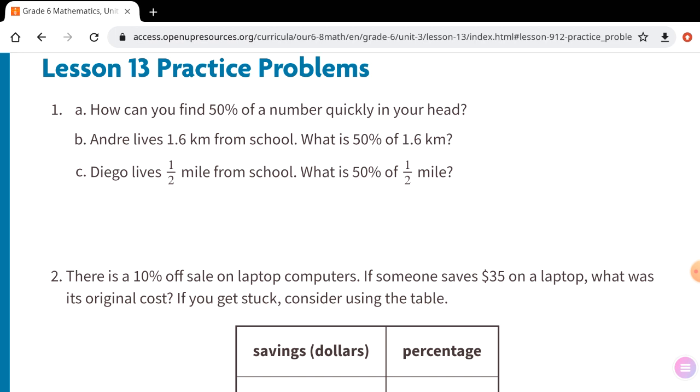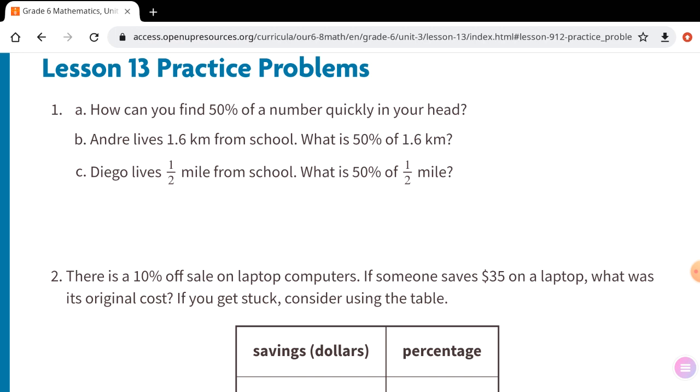What do you think is the most common or easiest benchmark percentage? Reese, what percentage could you find of really any number fairly easily? Okay, if you divide it by 2, what percentage are you finding? If you take half of 10, you're finding what percent of 10? 50%. So 50% is probably the most common benchmark percent that's not 100%. You should be able to find 100% of any number. Next to that, 50% is probably the next most common one. Benchmark percentages build off of that.